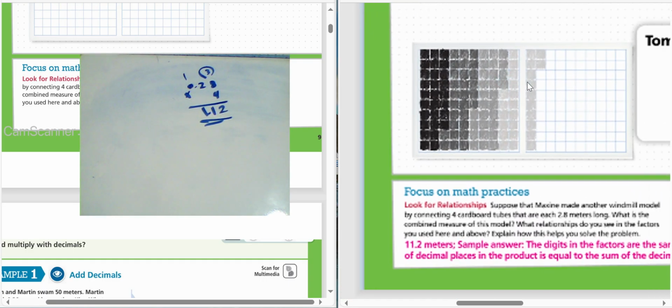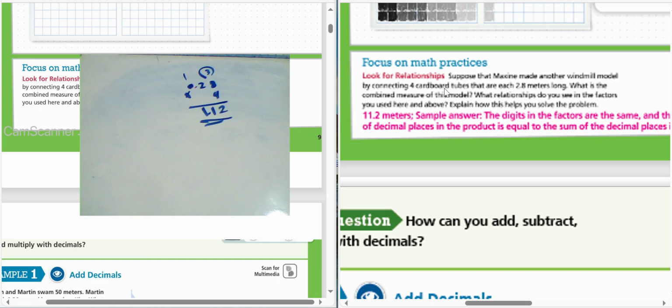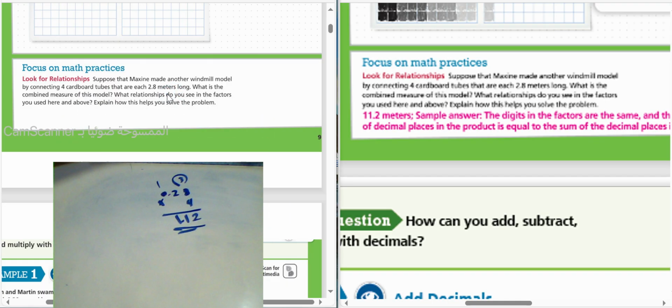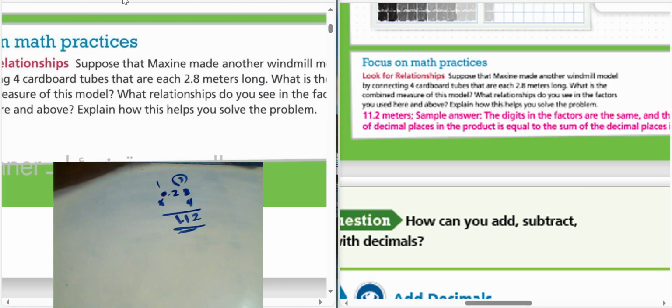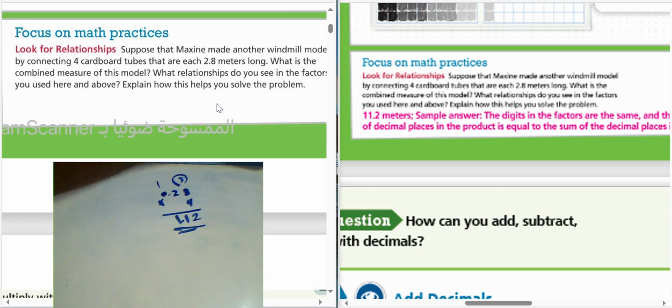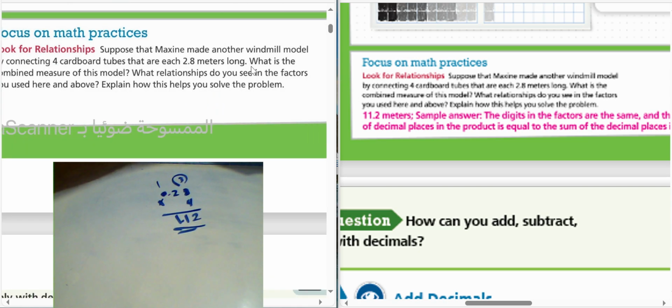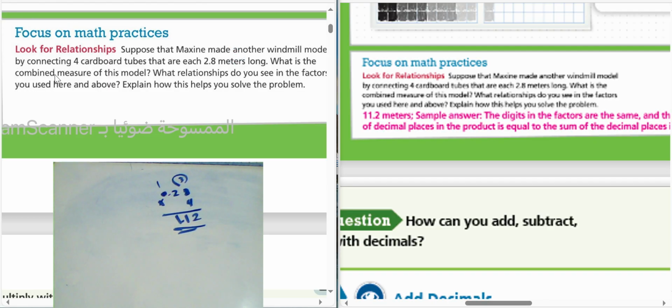And next question, focus on math practice. This example, look for relations. Suppose that Maxine made another windmill like this model by connecting four cardboard tubes that are each 0.28 meters long. What is the combined measure of the model, and what relation do you see in the factors you use? Here above explains the help.